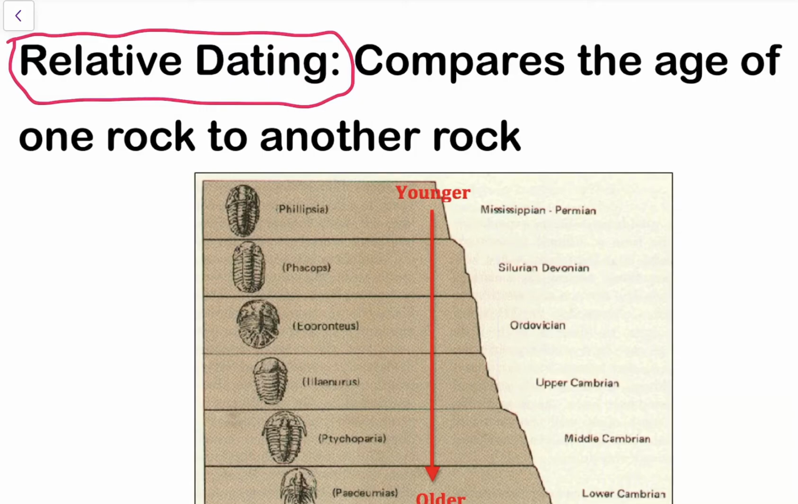Relative dating is when we compare the age of one rock to another rock. This is a little bit easier. In this case, instead of saying a rock is 3 million years old, you can just say this igneous rock is older than that sedimentary rock. You're just comparing the age of the two rocks.